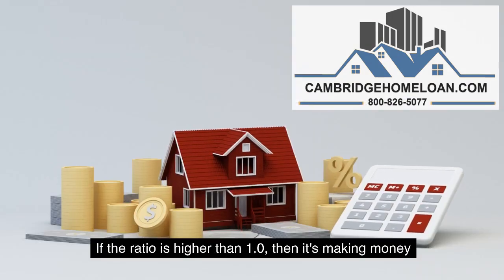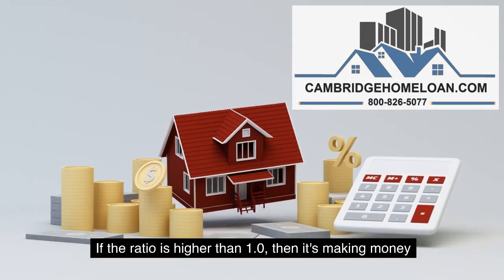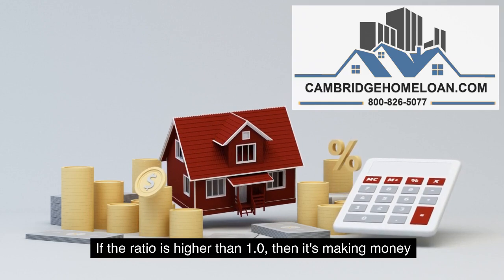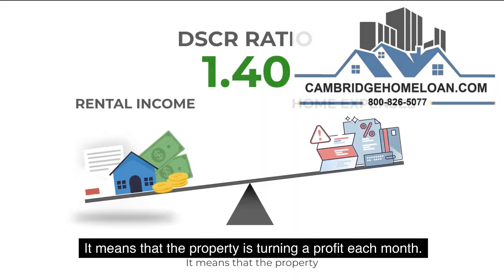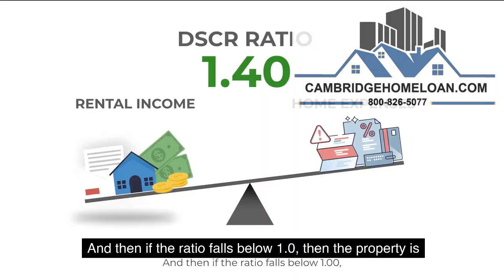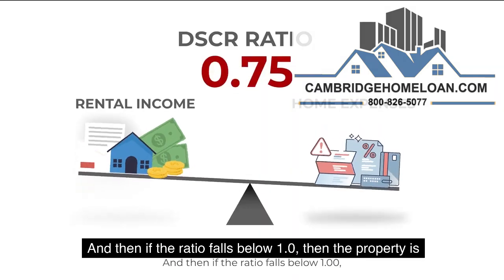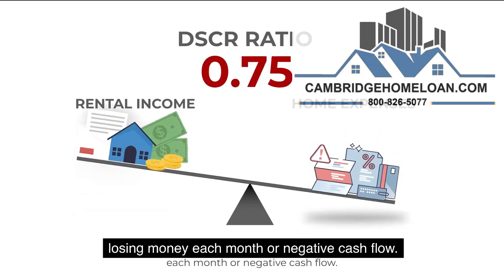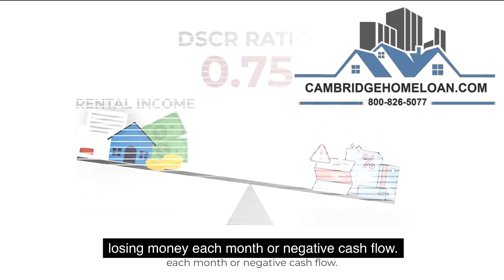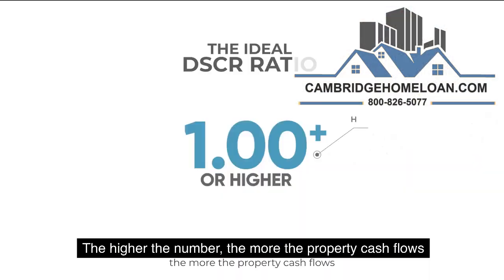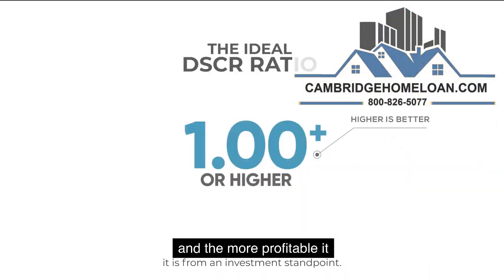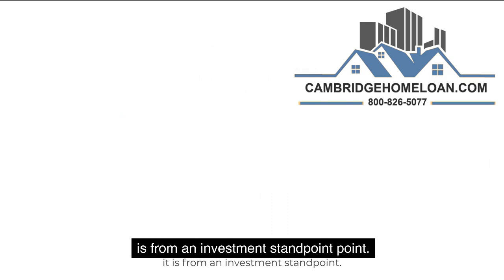If the ratio is higher than 1.0, then it's making money each month, or positive cash flow. It means that the property is turning a profit each month. And then if the ratio falls below 1.0, then the property is losing money each month, or negative cash flow. The ideal ratio should be 1.0 or higher. The higher the number, the more the property cash flows and the more profitable it is from an investment standpoint.